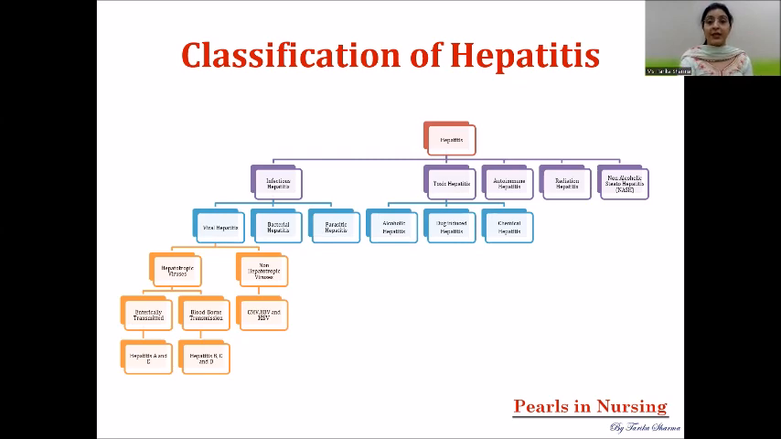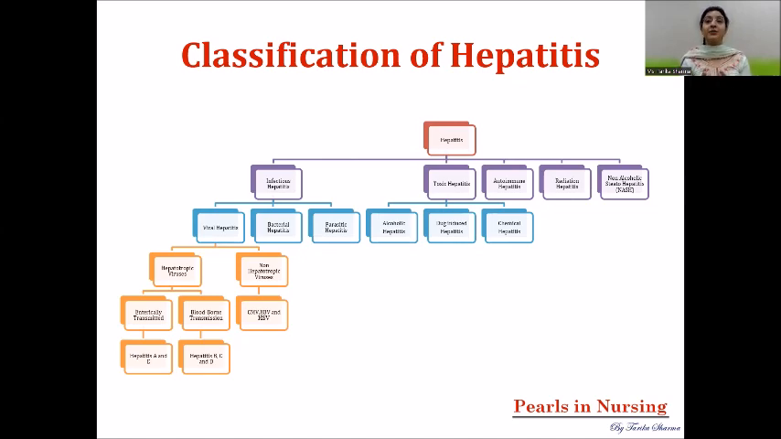The next type of toxic hepatitis is drug-induced hepatitis. As we know, the liver is the organ which metabolizes drugs. So there are a few drugs which may lead to hepatotoxicity and also cause hepatitis. There are a number of drugs which can cause drug-induced hepatitis, out of which the common ones are acetaminophen, amiodarone, methotrexate, and the anti-tubercular drugs such as isoniazid or rifampicin. These medications can all cause drug-induced hepatitis.